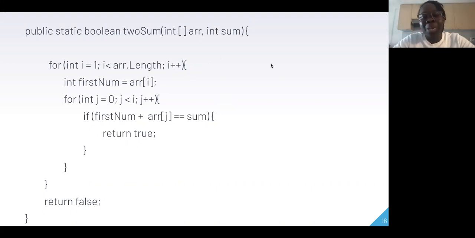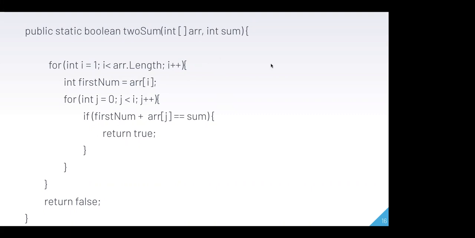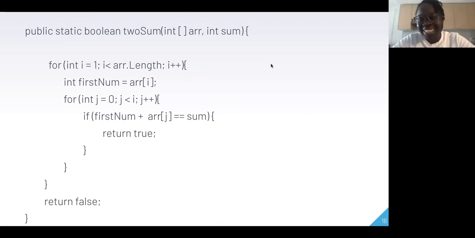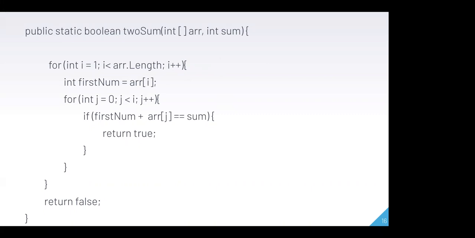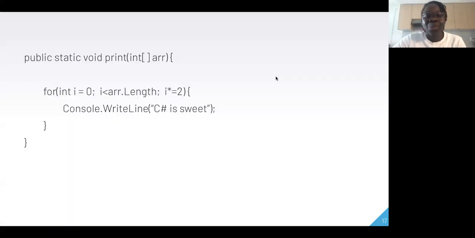But what about the space complexity? Anyone? Favor? I guess it's constant because we're not creating any new array. No extra space, yeah. So what about this one?